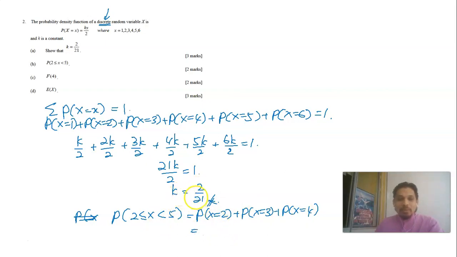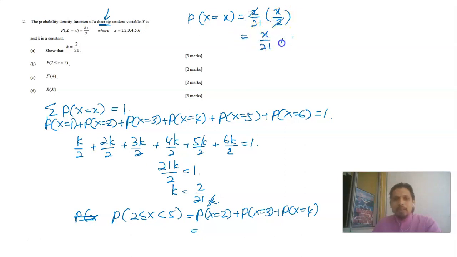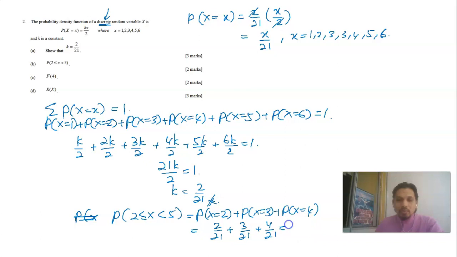Where k equals 2 over 21. Probability of x equals k, which is 2 over 21, times x divided by 2. So it is now x over 21 for x equals 1, 2, 3, 4, 5, and 6. So we substitute the value of k, 2 over 21 here, and simplify x over 2. So this is the proper equation here now, x over 21. So when x equals 2, 2 over 21 plus 3 over 21 plus 4 over 21 equals 2 plus 3 equals 5 plus 4 equals 9 over 21.